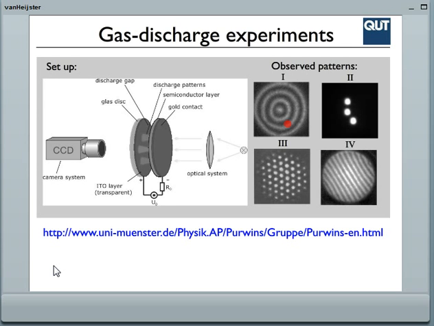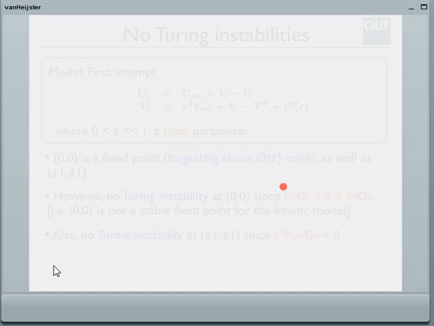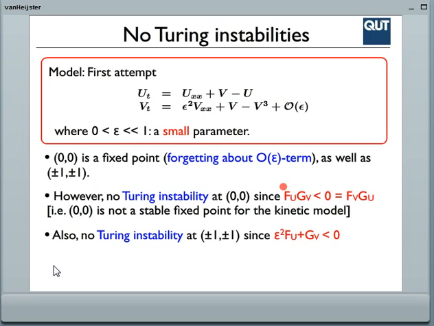You just have to think that if something is dark, let's say it's in one state, and if it's white, it's in another state. They see these stripes, these spots, sort of rings, and this checkerboard. So the first attempt to write down a model was of the following form.